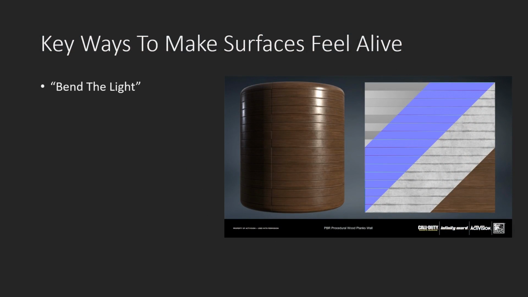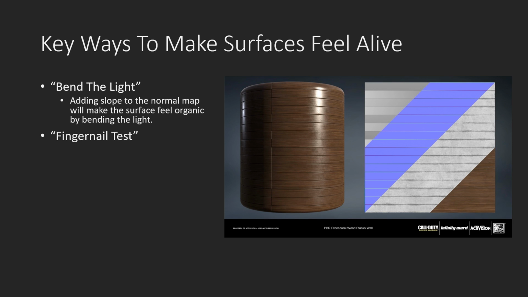So for me, there's a few key ways to making surfaces feel alive. You want to bend the light. What I mean when I say that is you want to add slope to the normal map, then it will make the surface feel more alive and organic by bending the light. If you look at this shot here, it's subtle, but none of these planks are all facing the same direction. They're slightly bent. So as the light's falling down the surface, you can see it's shifting from left to right as it fades off.